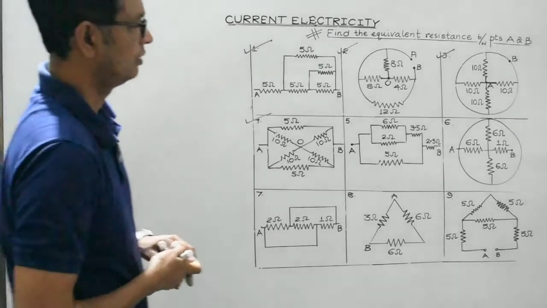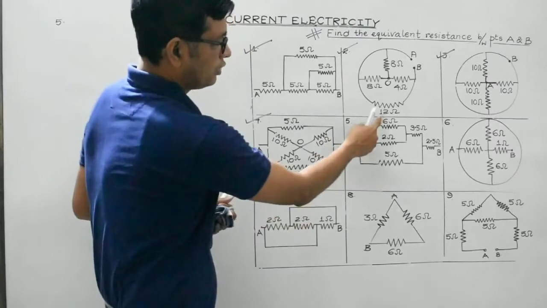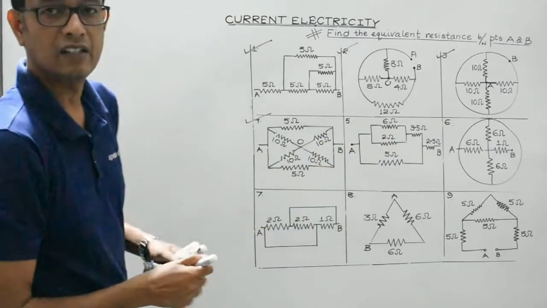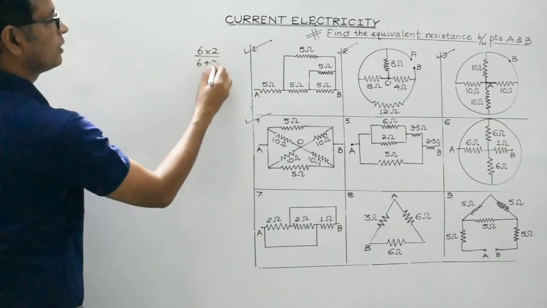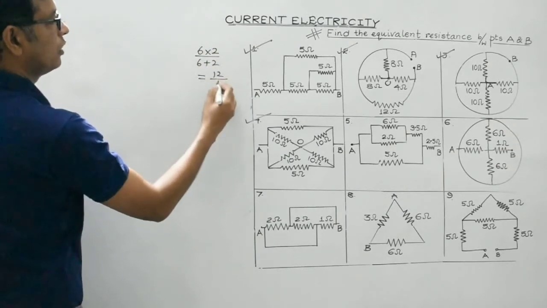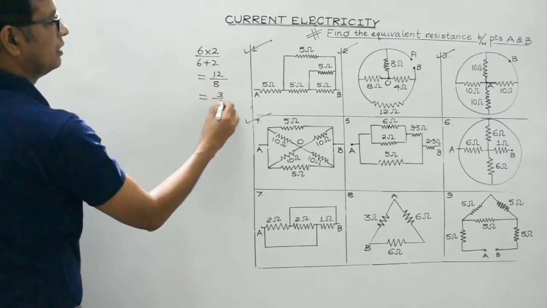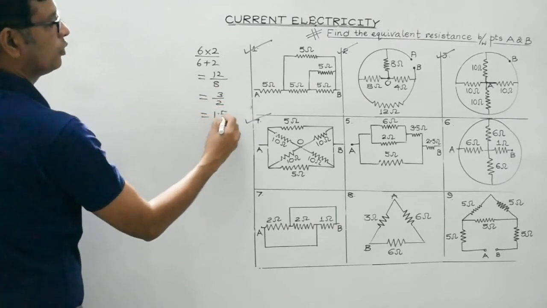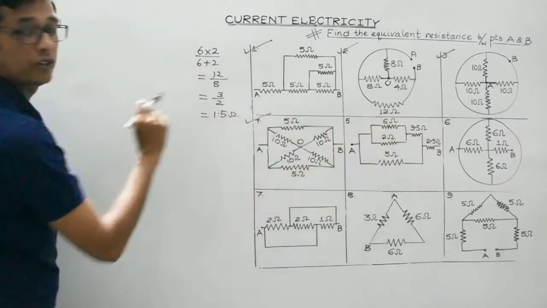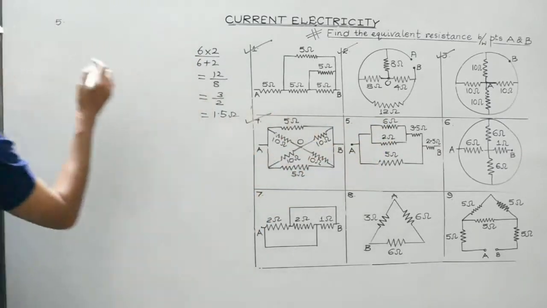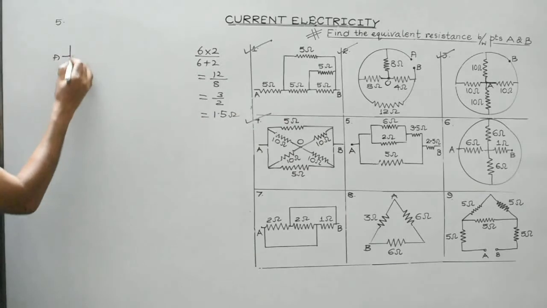Now look, there's no doubt that these two, 6 and 2, are connected in parallel. What will be their equivalent resistance? 6 into 2 divided by 6 plus 2. That is 12 by 8. That is 3 by 2. That is 1.5 ohm. So the equivalent resistance of these two which are in parallel is 1.5 ohm. So this circuit can be redrawn in this particular manner.